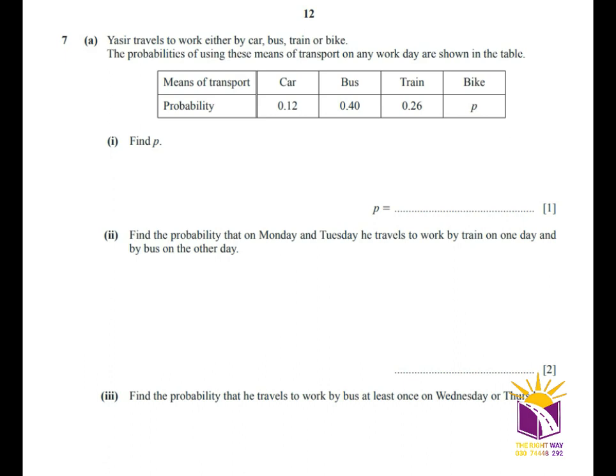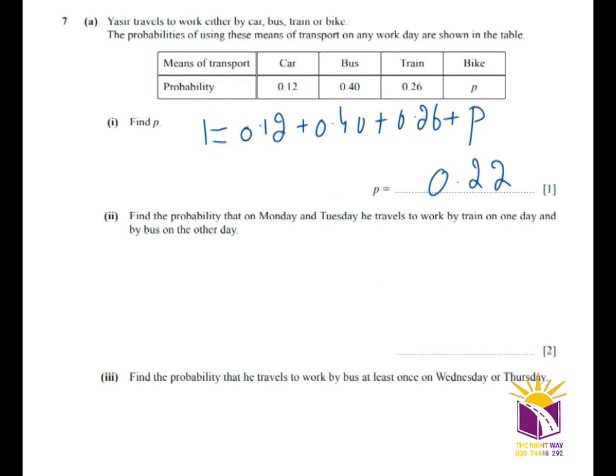The total probability, I know, will be equal to 1. So 1 equals 0.12 plus 0.40 plus 0.26 plus P. To find P, all these values will be subtracted from 1. So 1 minus 0.12 minus 0.4 minus 0.26. The probability will be equal to 0.22. So P will be 0.22.